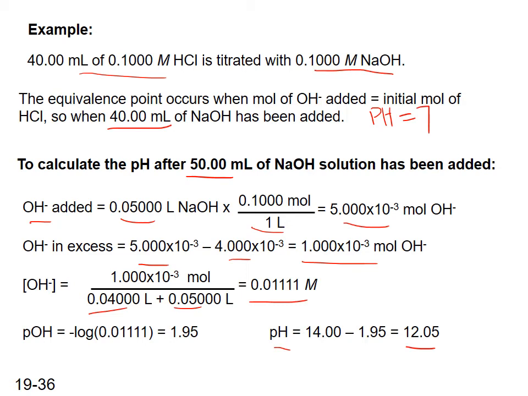Any point after the equivalence point follows this calculation procedure. We need to calculate the excess amount of hydroxide: first the number of moles, then the concentration, and then we can calculate the pH.